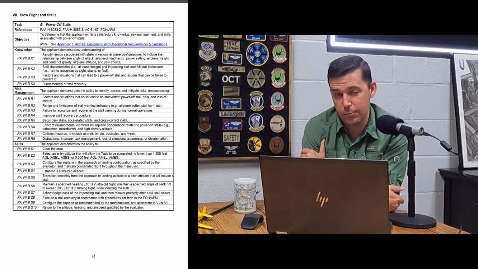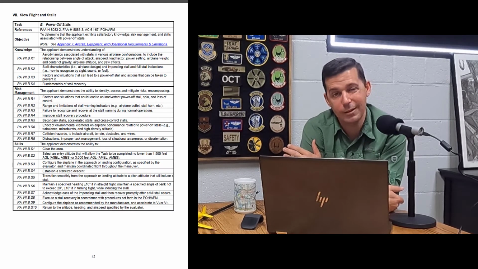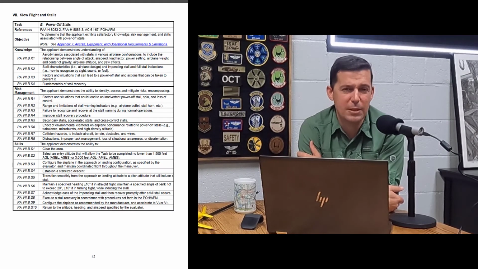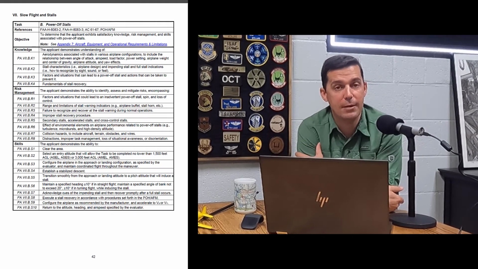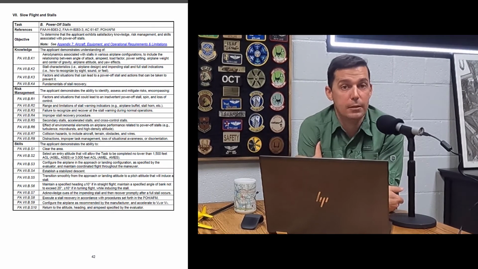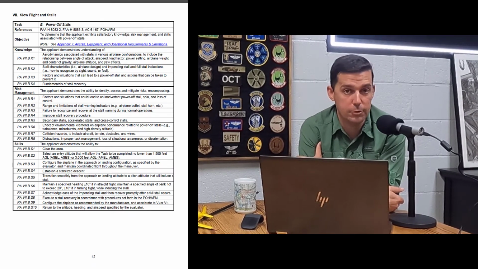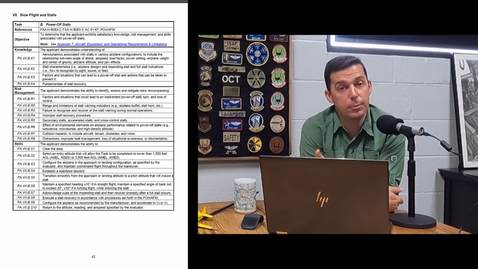So in the Air Force, we call all of these stalls traffic pattern stalls, which I kind of wish the FAA would do because it makes more sense. What we're doing is simulating stalls that could potentially happen in the traffic pattern, and a power off stall is a landing configuration stall or a base to final stall. So that's what we're configuring the airplane for: landing.